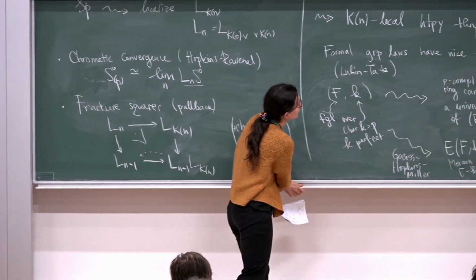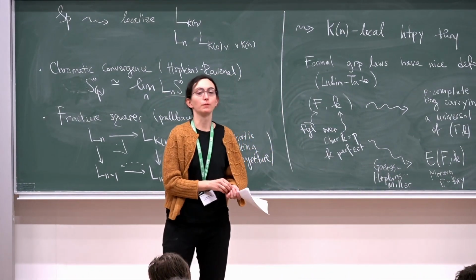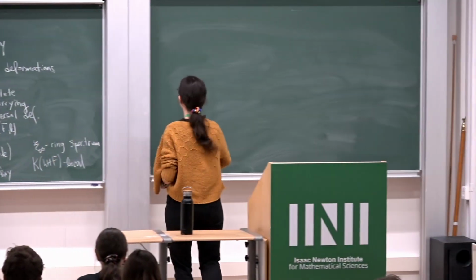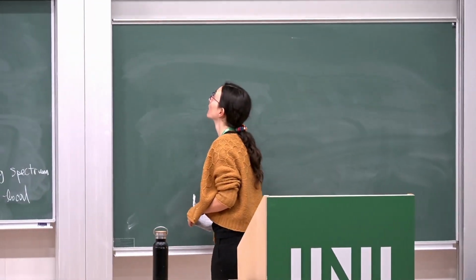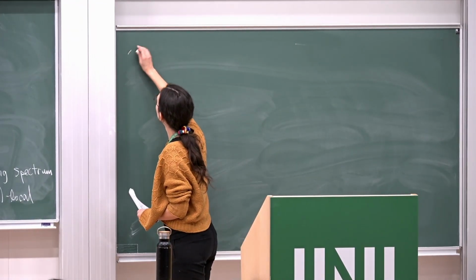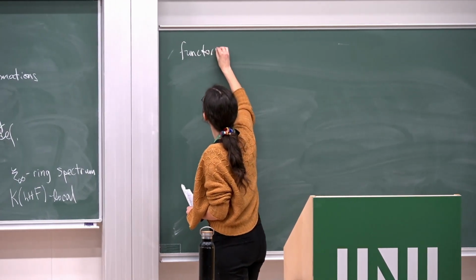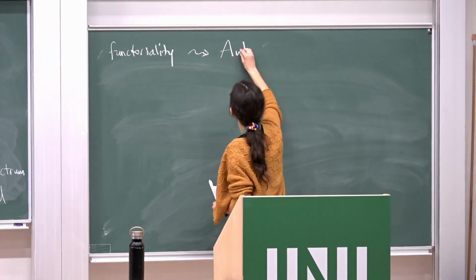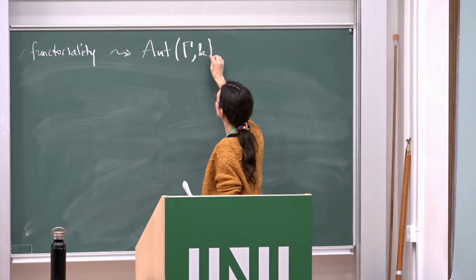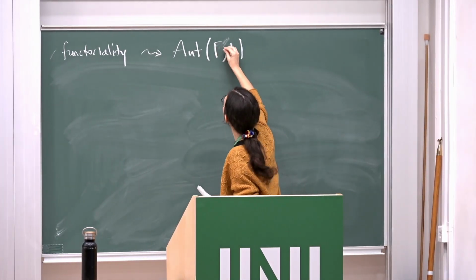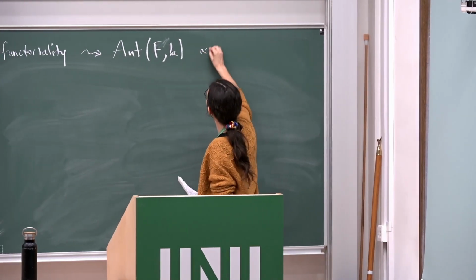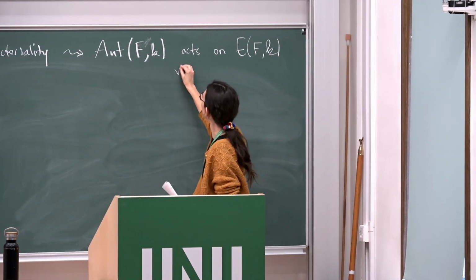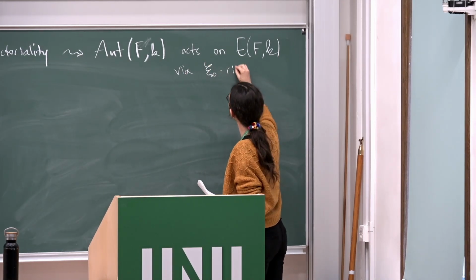And maybe, definitely more importantly, this is a functorial assignment. Okay? And what that buys us is that the functoriality tells us that the automorphism group of the pair, gamma over K, where gamma is F, acts on this Morava E-theory via E-infinity ring maps.